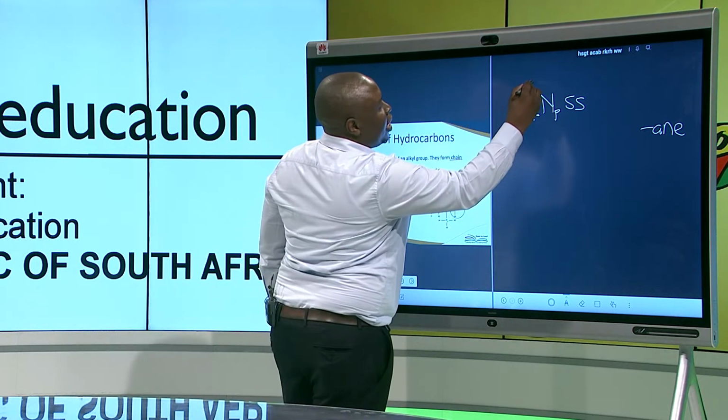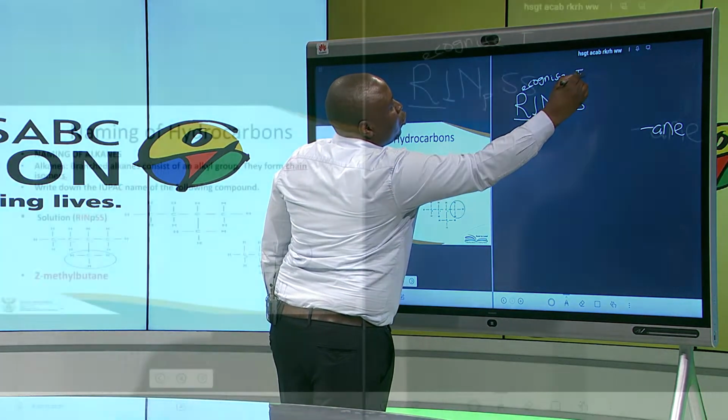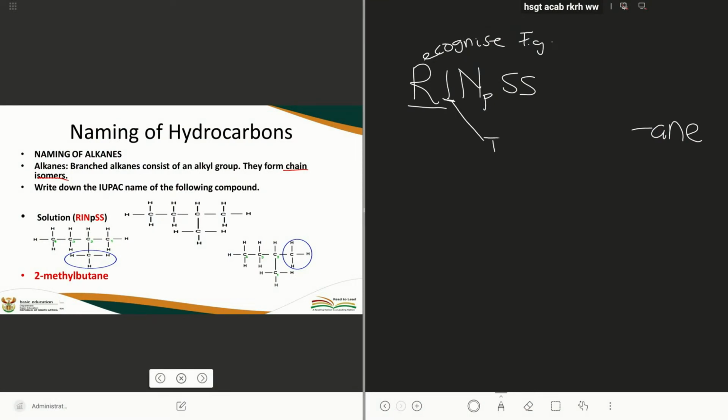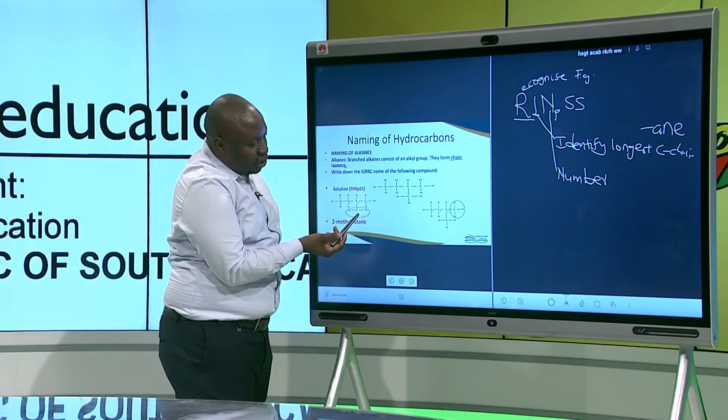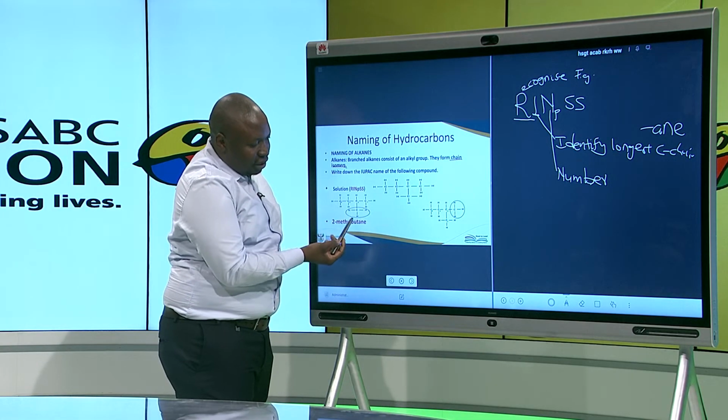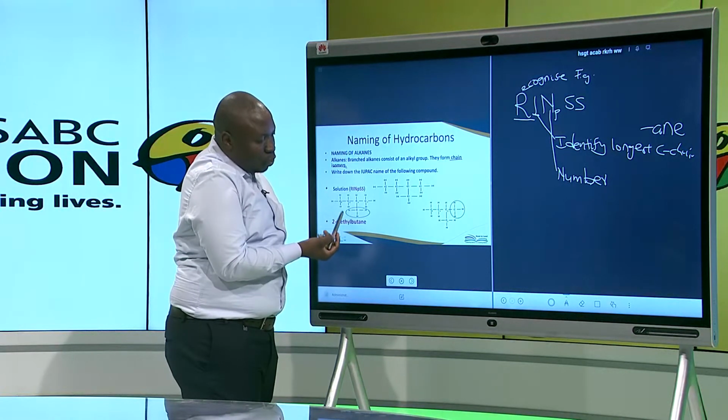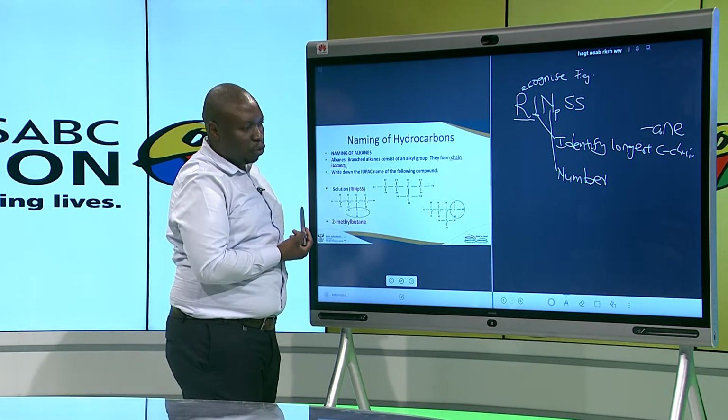Remember, I said here you recognize the functional group. Number two, you identify the longest carbon chain. From there, you number the longest carbon chain. So what you do, you'll check. This is 1, 2, 3, 4. This becomes carbon number 1 because it's closest to the substituent, our CH3 here. So when you are numbering, you'll number closest to the substituent or the functional group. That's what we talked about.